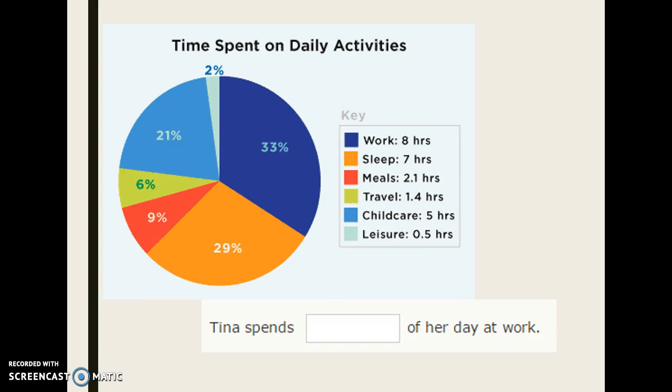Time spent on daily activities. So again, we're looking at a very similar pie chart, again with a key for the colors. And now we can answer this question. Tina spends how much of her day at work? Tina spends 8 hours of her day at work, or 33% of her time.